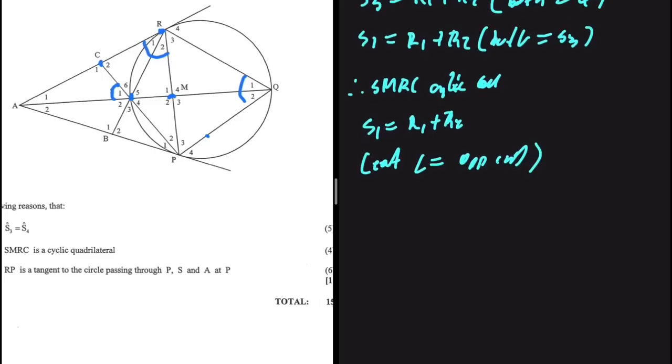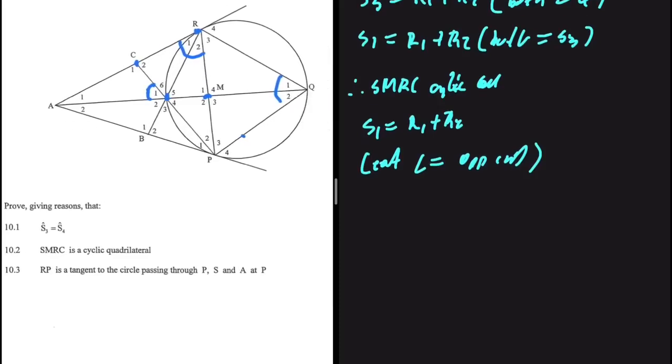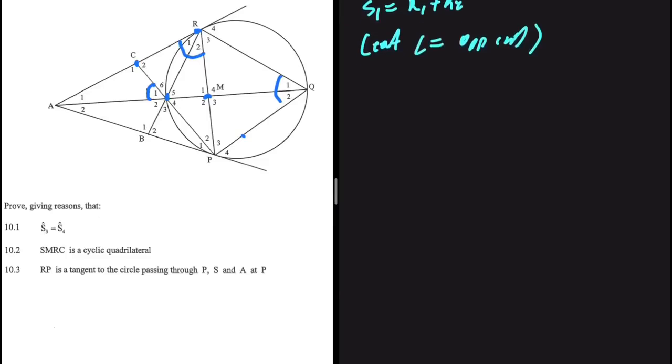If you thought 10.2 is difficult, then what about 10.3? Let's take a look at 10.3. So in 10.3, we are told that RP is the tangent to the circle passing through P, S, and A at P, okay? So RP is the tangent of the circle passing through PSA. So we have some circle right here. And we are supposed to prove that RP is a tangent, right? So if RP is a tangent, let me show you something.